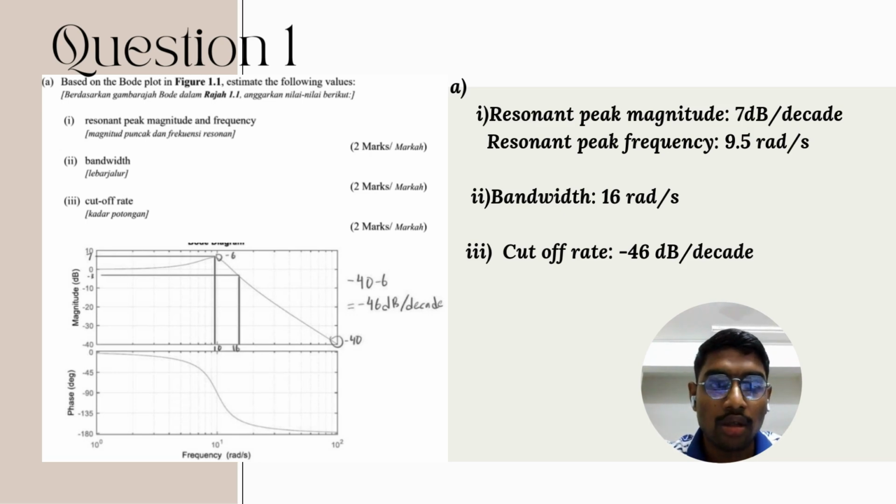And for the bandwidth, we need to find the frequency when the magnitude is 3 dB, which we get as 16 radians per second. And for the cutoff rate, we need to find the slope between 2 points, so we will take from 100 and 10, so we get negative 40 minus 6, by which we will get negative 46 dB per decade.